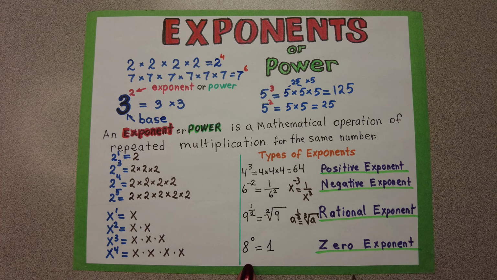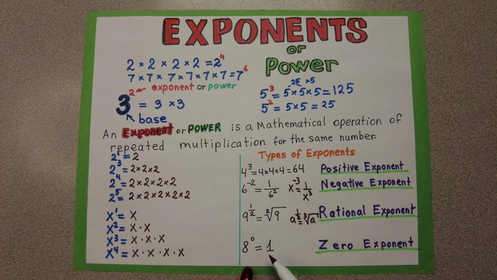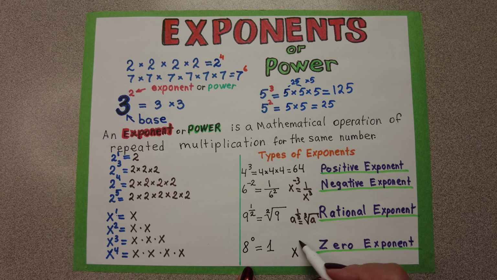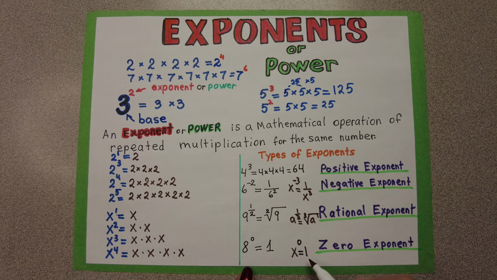And the last one is to the power of 0. The exponent can be 0. Any number that has 0 as an exponent equals 1. X to the power of 0 equals 1. Any number to the power of 0 equals 1. This is about exponents.